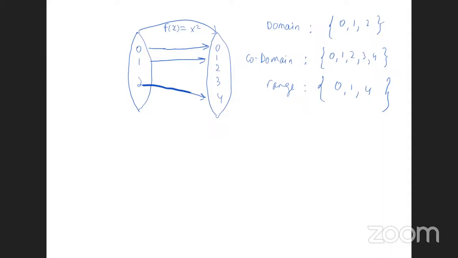Alright, so we have a domain, codomain, and range. Any questions online? Aaron, any questions? Safir?